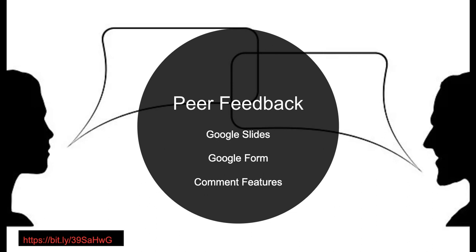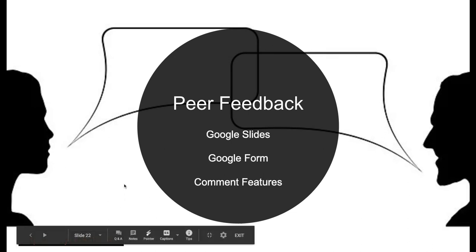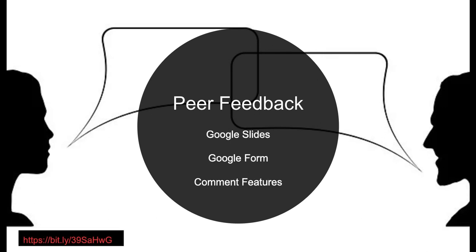Having students fill out a Google form on somebody else's work, and then using comment features on shared documents. So those are ways that peer feedback can become digital, and that sometimes takes some of the feedback off of our plate. If they get peer feedback, they don't necessarily need feedback from a teacher as well.